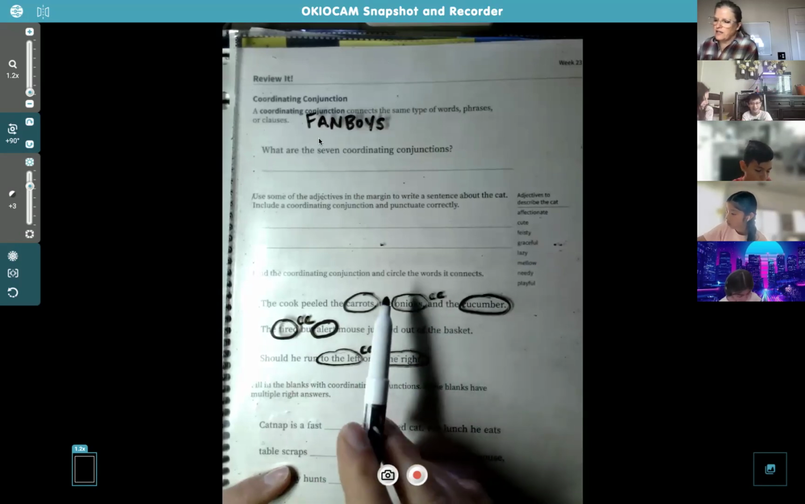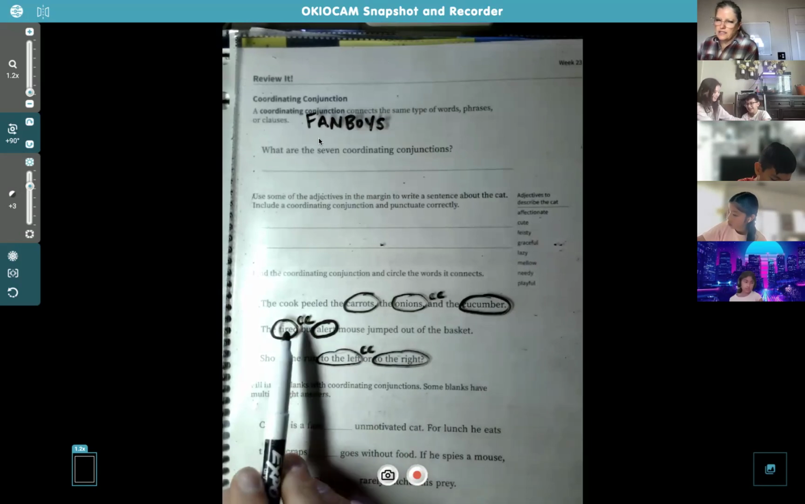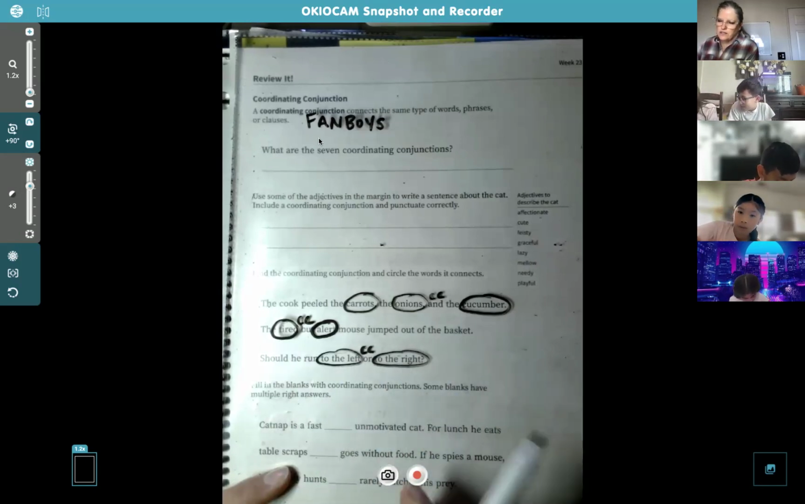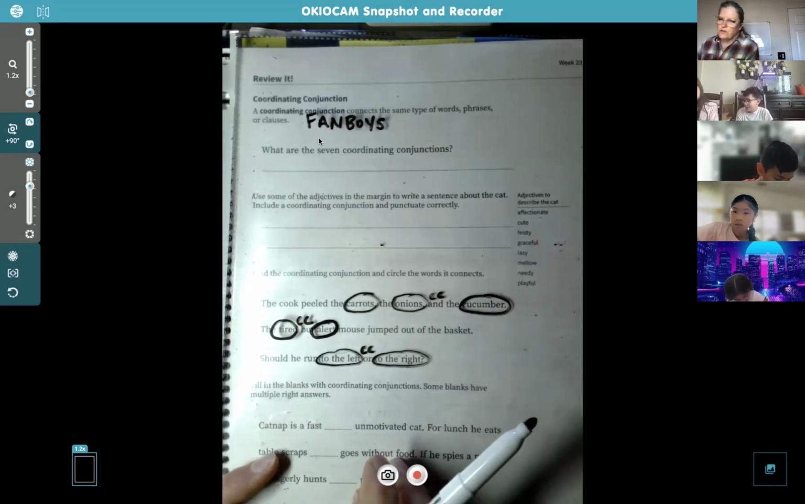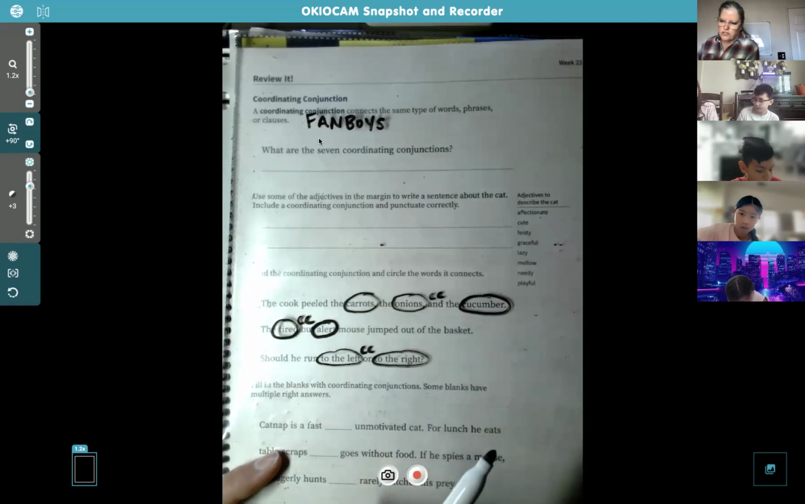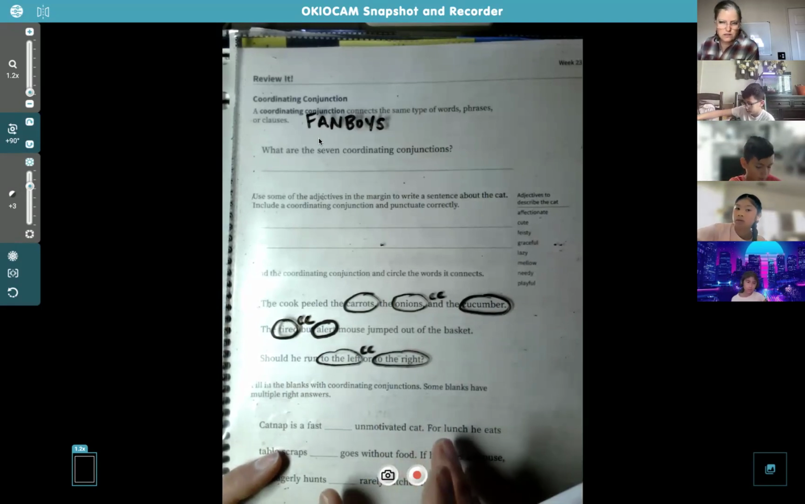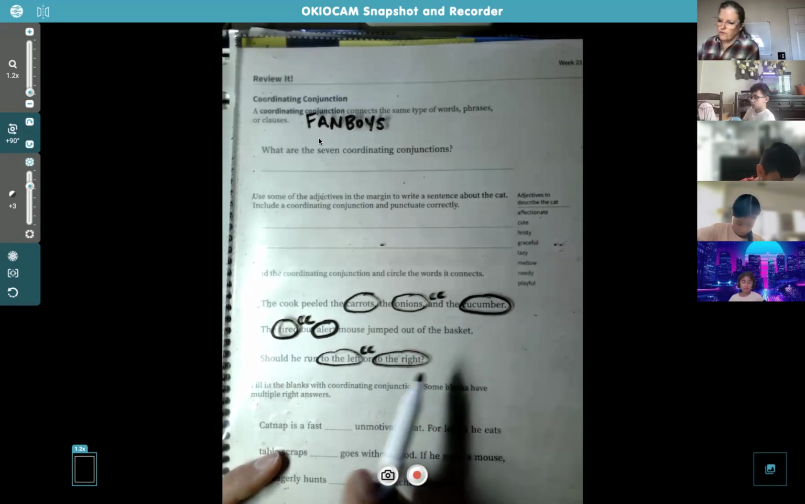So here it's connecting nouns, here it's connecting adjectives, here it's connecting prepositional phrases. So that's something to remember. Those fanboy words, the fanboys, the coordinating conjunctions, they have to connect the same type of words or phrases. So that's what you're looking for.